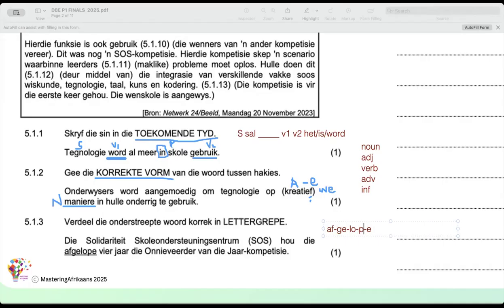Sorry, that way around. Afgelopen. Basically, your lettergrepe is helping you break a word down into smaller parts so that you can spell it. And in Afrikaans, spelling is based on the sound of the words. So afgelopen.